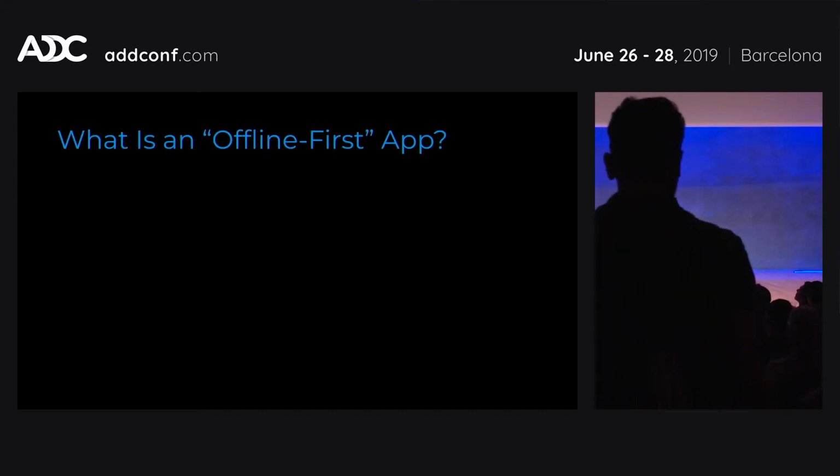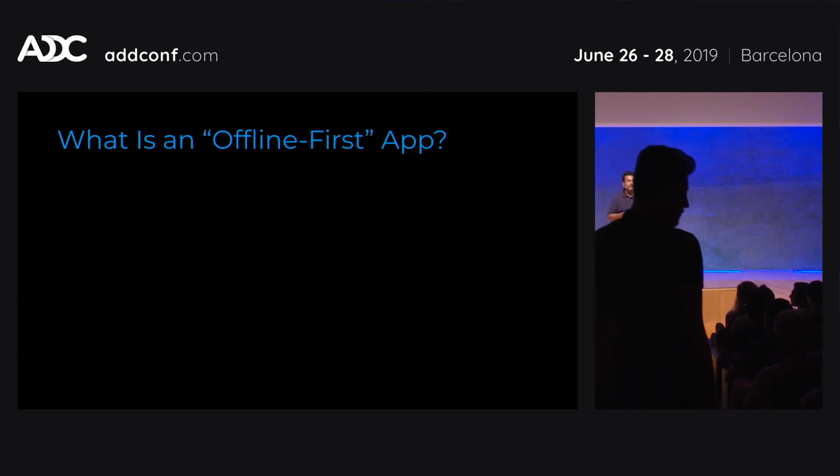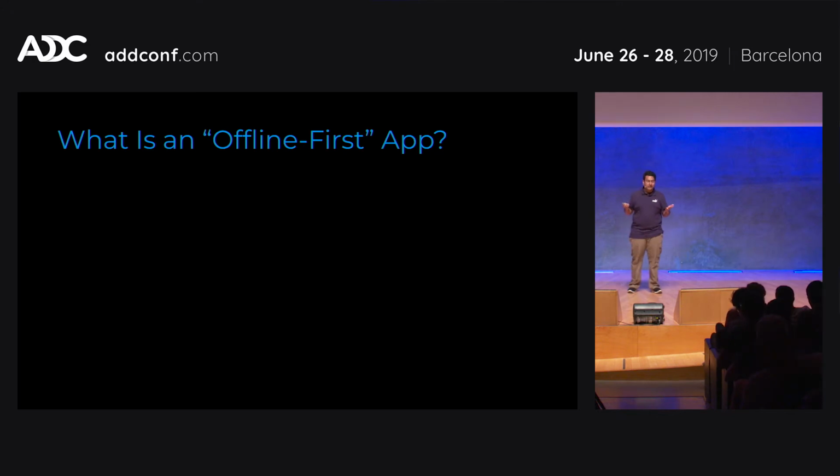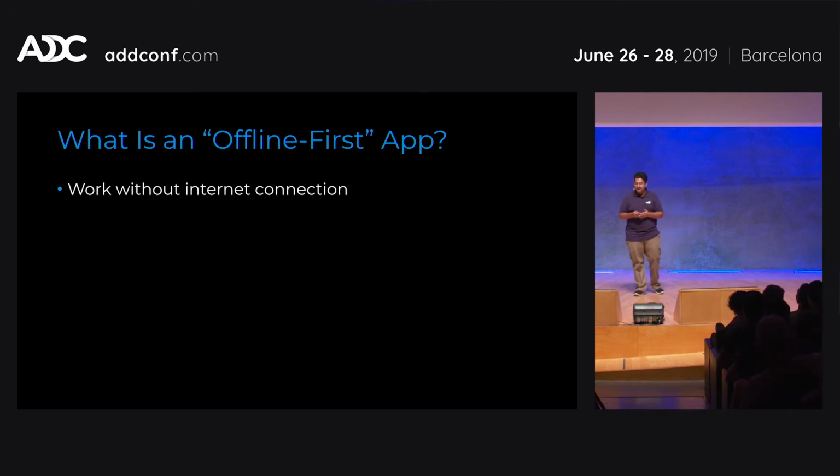So let's start this talk by defining what I mean by an offline-first app. So obviously, part one of this definition is obvious. It's apps that work without an internet connection, right? But that's not sufficient because let's say you have a recipe book app that saves recipes on the phone and never actually interacts with the server. That's just an offline app. It's not an offline-first app.